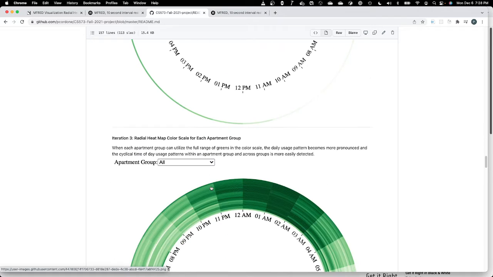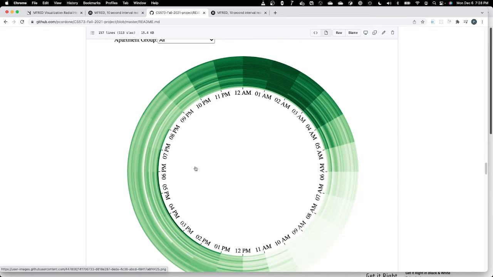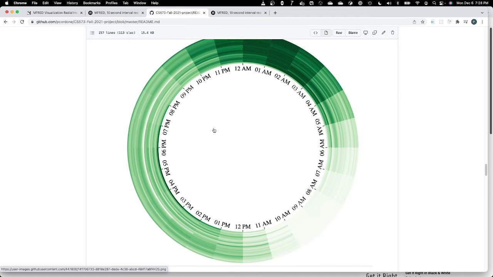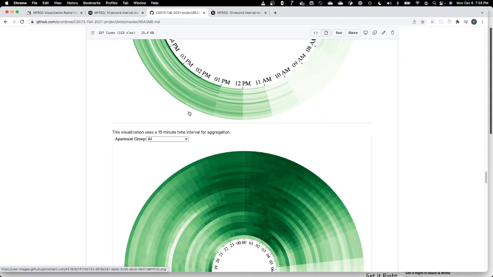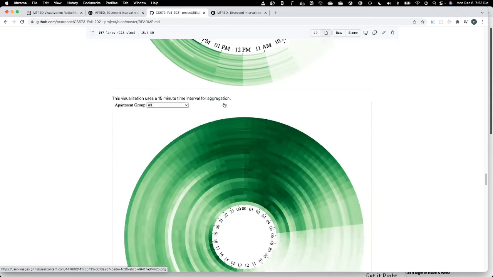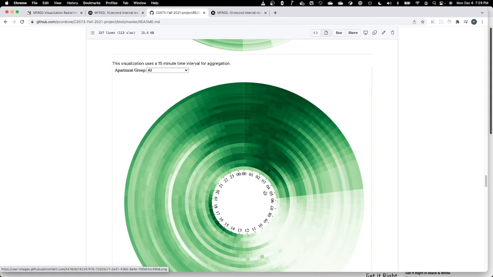So I pivoted then so that each apartment group type basically had its own green scale, if you will, and used the full color range for the range of data for that apartment group type. And the data definitely became more, you could see patterns more. It wasn't so washed out. And then this was 1 hour increments up top, and then I supported 15-minute time intervals so you get a richer kind of usage pattern.